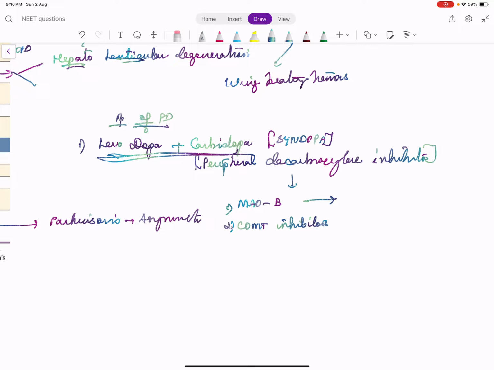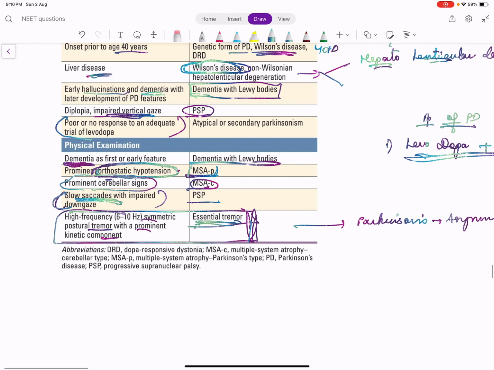So MAO-B inhibitors will be selegiline, rasagiline. COMT inhibitors will be entacapone, tolcapone. Okay, we have selegiline, rasagiline. So like that we have many drugs.